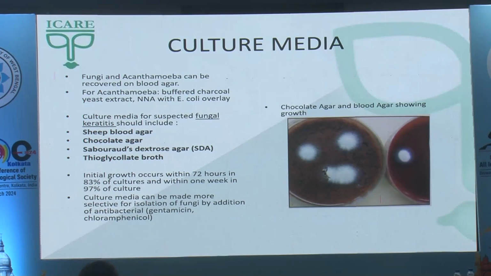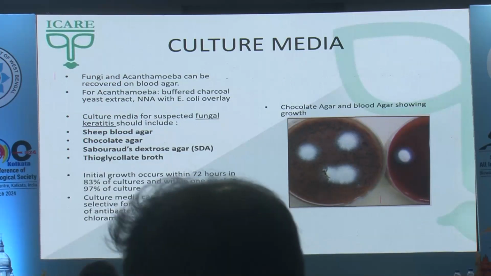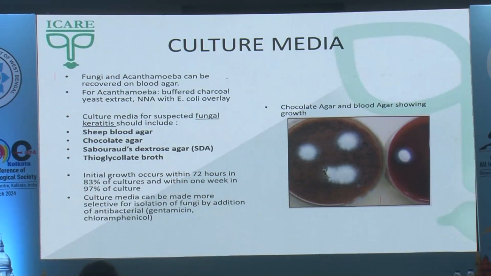For culture media, fungi and Acanthamoeba can be recovered from blood agar. For Acanthamoeba, buffered charcoal yeast extract or non-nutrient agar with E. coli overlay is used. For fungal keratitis, sheep blood agar, chocolate agar, Sabouraud dextrose agar, and thioglycolate broth are used. Initial growth occurs within 72 hours in 83% of the cultures and within 1 week in 97% of the cultures.